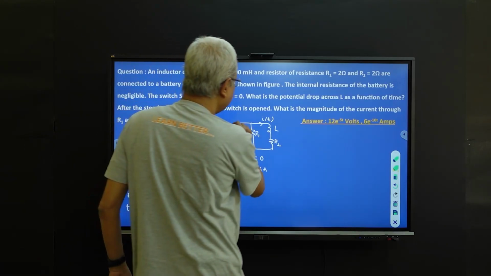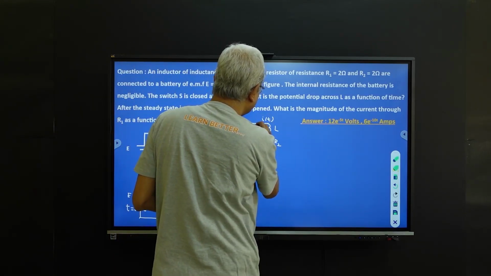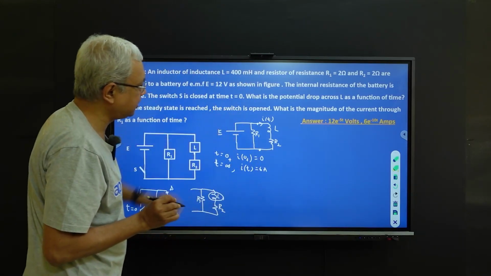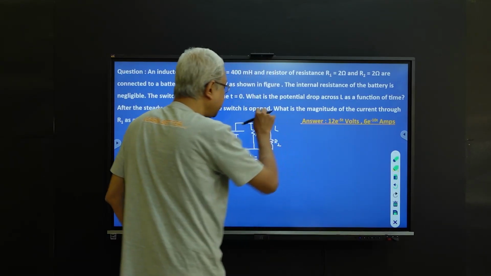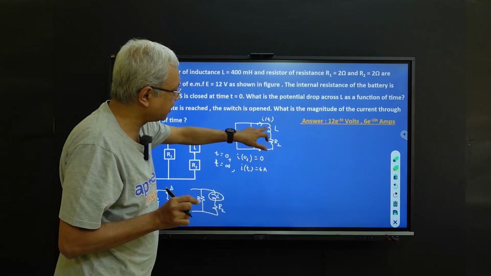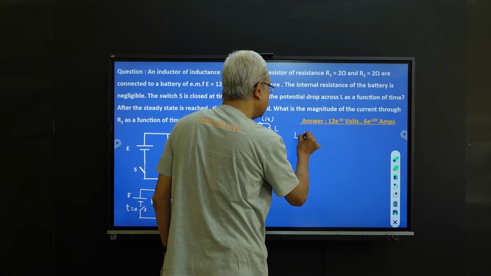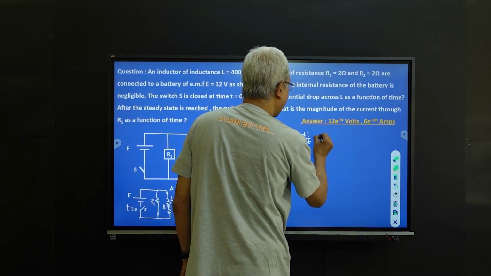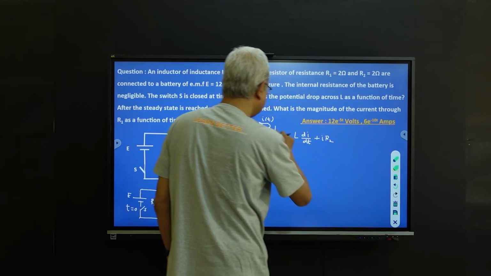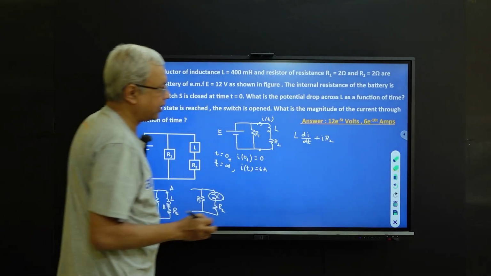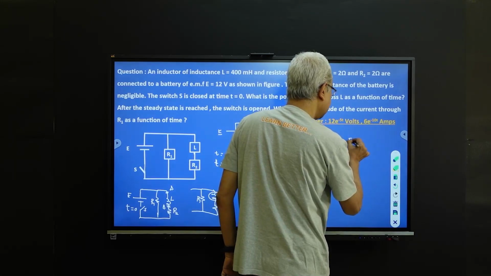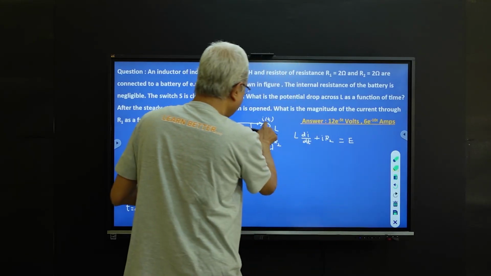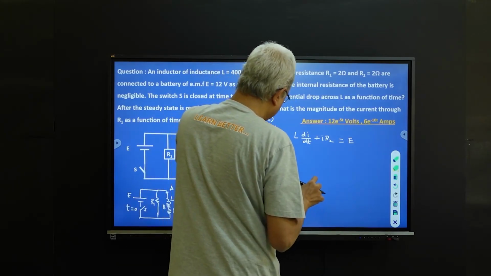Now if I apply across these 2 points, the potential difference is E, because it's an ideal battery. So I can write the voltage drop across an inductor having inductance L is L di/dt, that we also know, plus I R2, the potential drop across R2, has to be equal to E. This is pure Ohm's law, or Kirchhoff's voltage law, you can say, when I am applying across these 2 points.